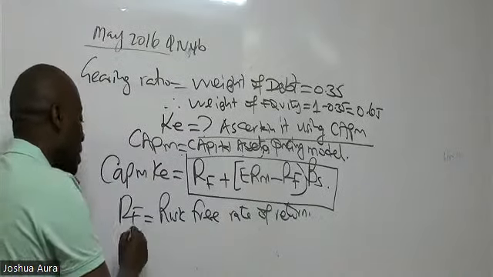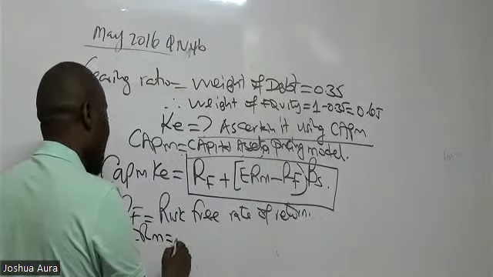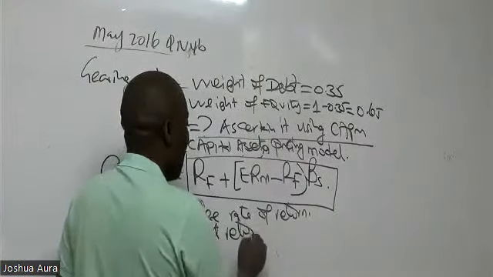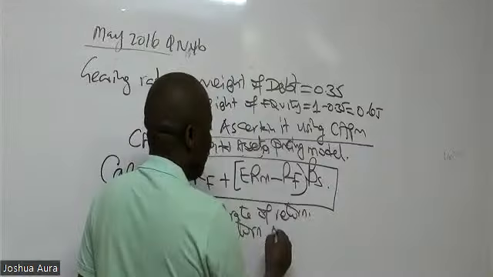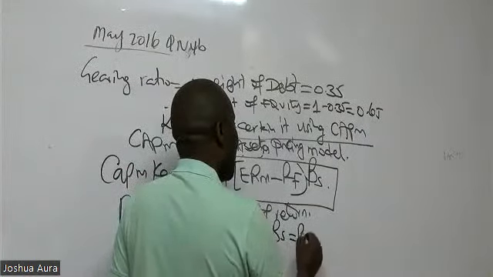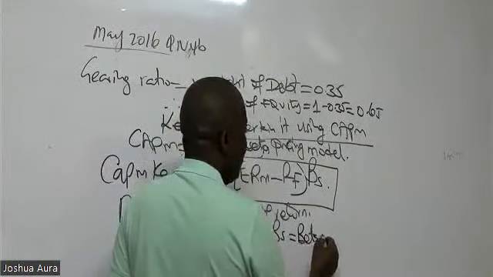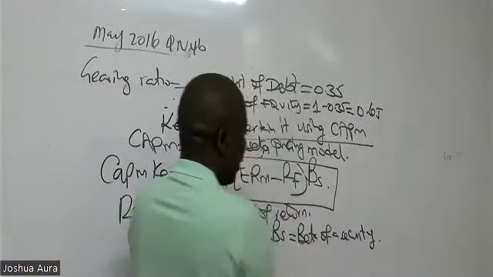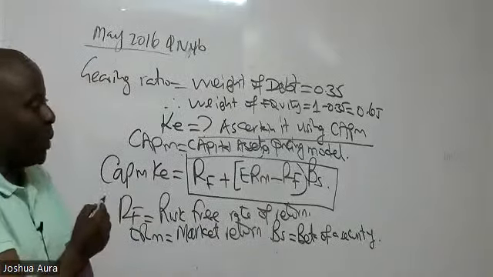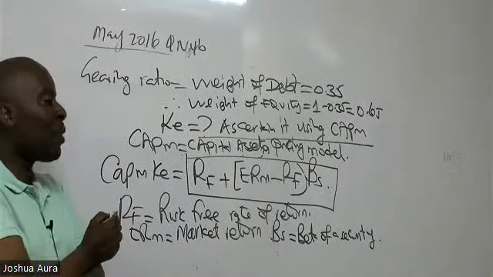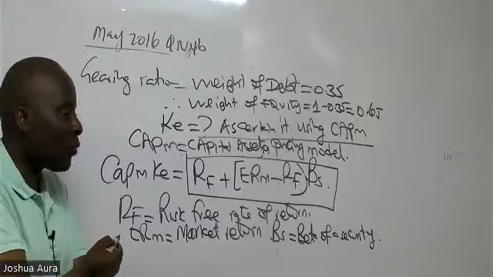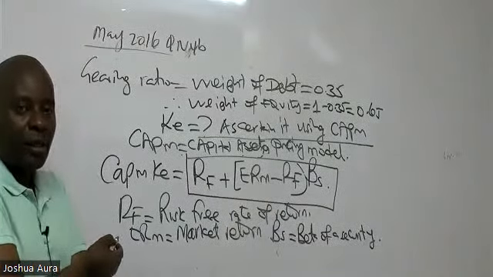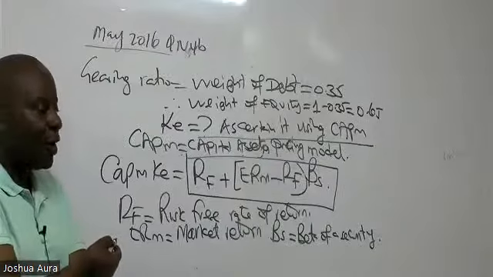And then we have ERM. ERM is the market return. Just call it market return. And then we have BS. BS is the beta of a security. For now, I would simply want you to appreciate that beta of a security stands for the systematic risk. So beta is a measure of systematic risk.